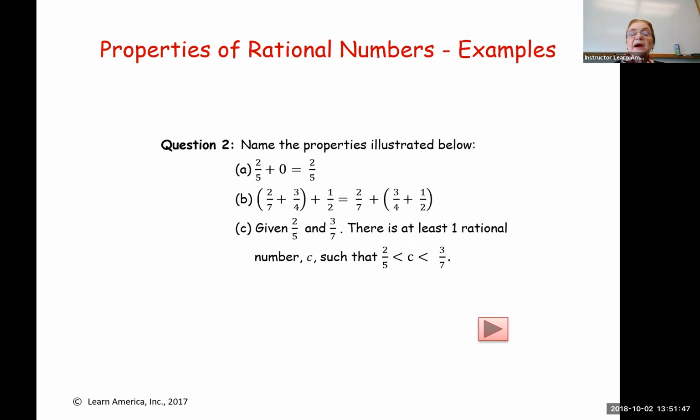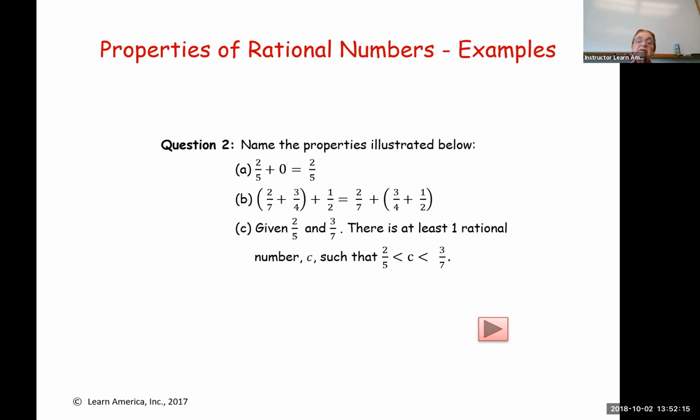Okay, let's look at the properties that are listed below and see if we can identify them. First property, 2/5 plus 0 is 2/5. Second property, if we group 2/7 with 3/4, and I'm kind of giving you a hint here, and then we add a half, it's the same as taking 2/7 and then adding it to the sum of 3/4 and a half.